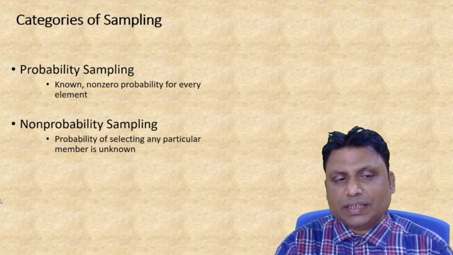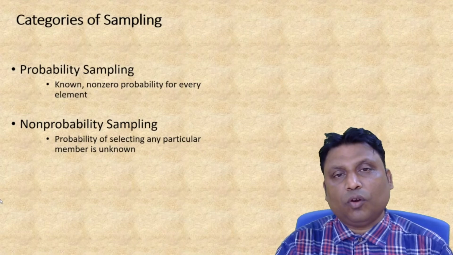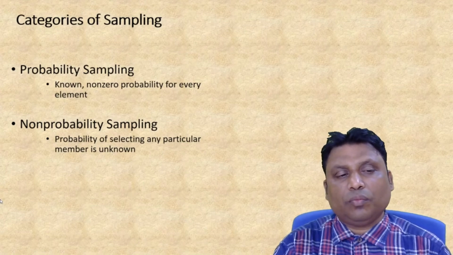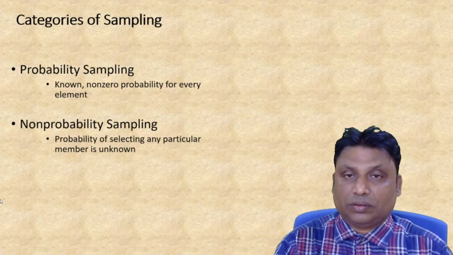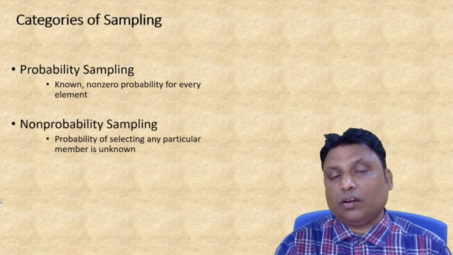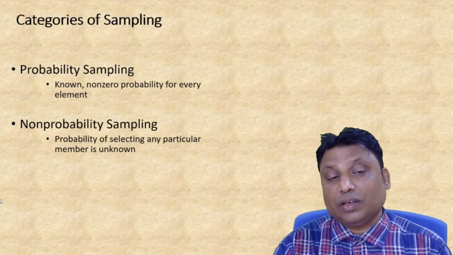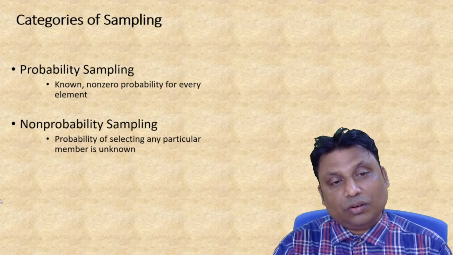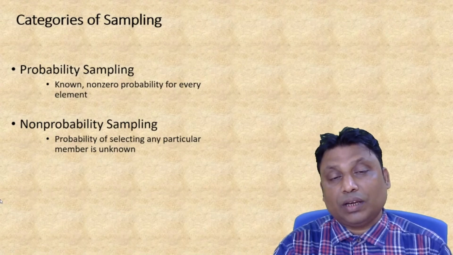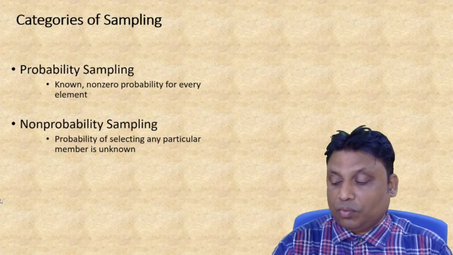For non-probability cases, the probability of selecting any particular member is unknown. If it is unknown, then we use non-probability sampling. If the members or persons are unknown and we cannot say how many there are, then if elements are not known, how can we find out the probability? If the elements are known, we can use probability sampling. If elements are not known, generally we use non-probability sampling.